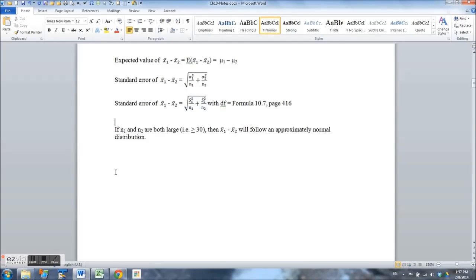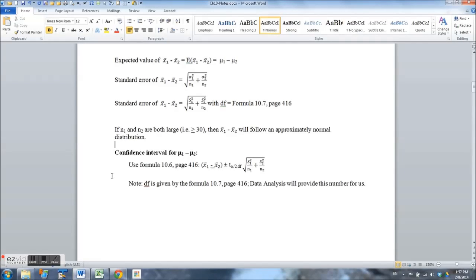Of course, for us to be able to do that, we need to make sure that the sample sizes are large enough for us to be able to assume normal distribution. That is, both samples must be greater than or equal to 30. Then the confidence interval formula looks exactly the same, with two differences from the previous one.